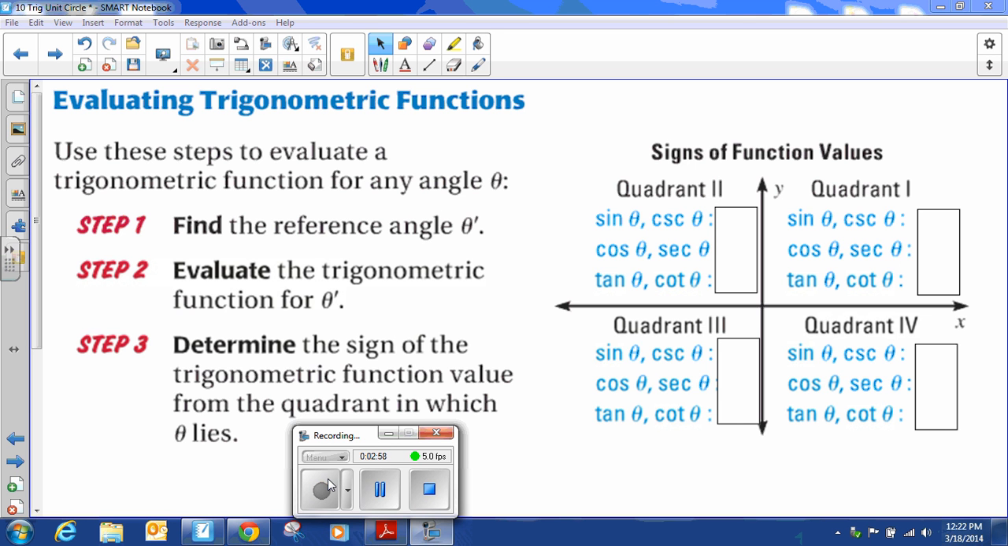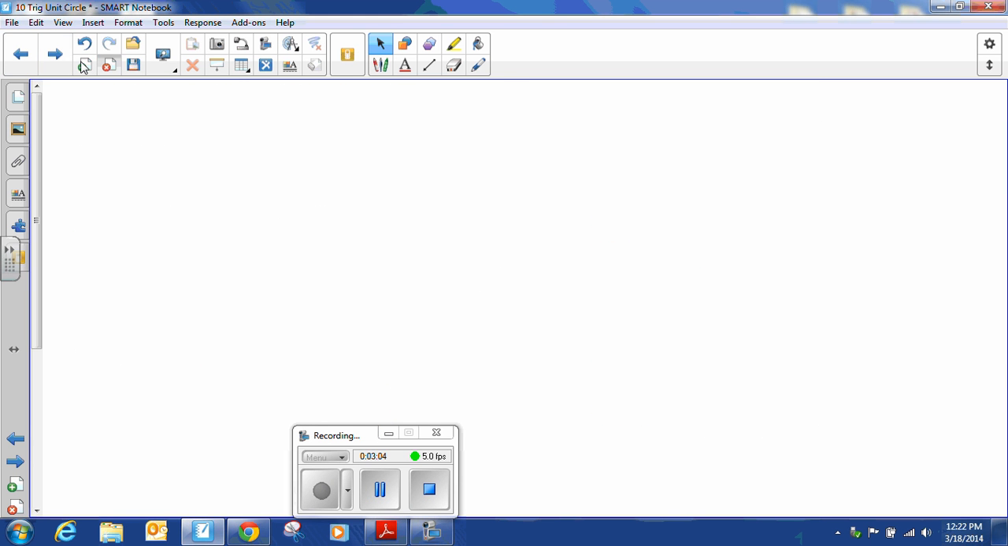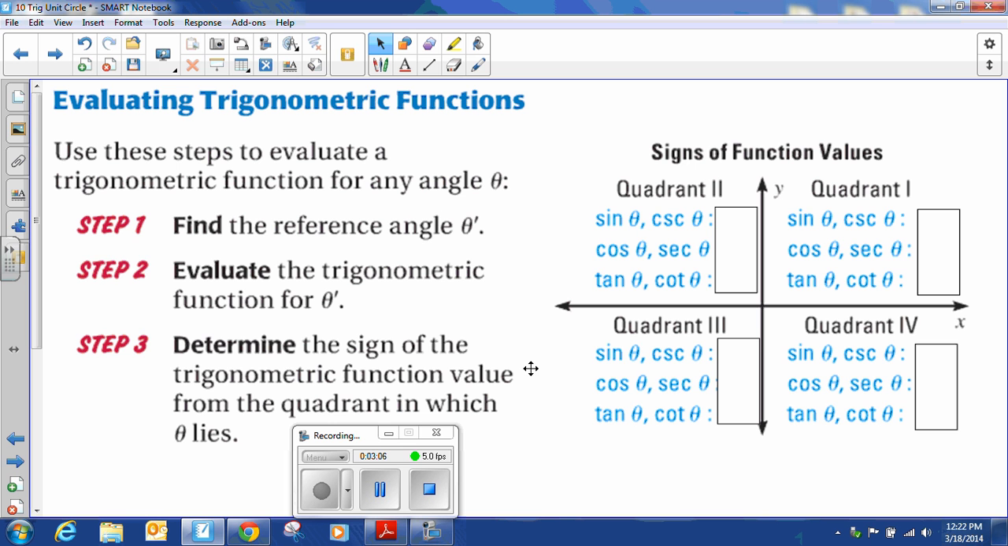Okay, so there's a 3-step process when evaluating trigonometric functions. First step is find the reference angle. We just learned how to do that over here. The second step is to evaluate the trig function for theta prime. So you want to use theta prime to find the trig function. And the final thing you want to do is figure out the sign, that is plus or minus, of the trig function based on which quadrant it's in.